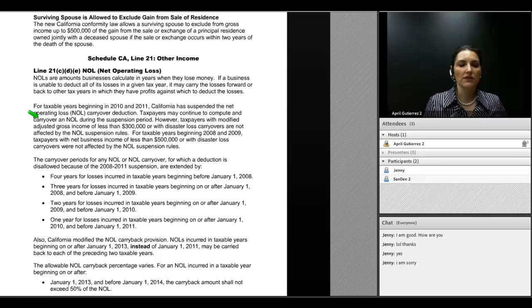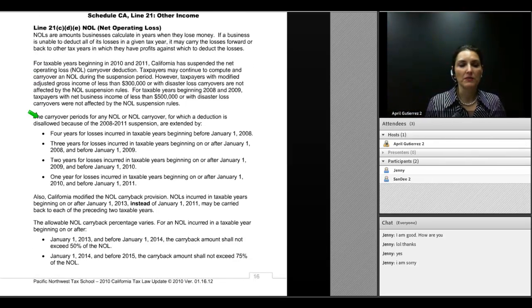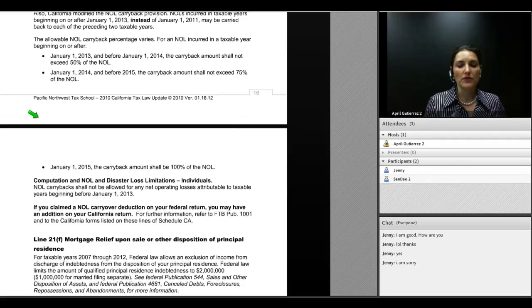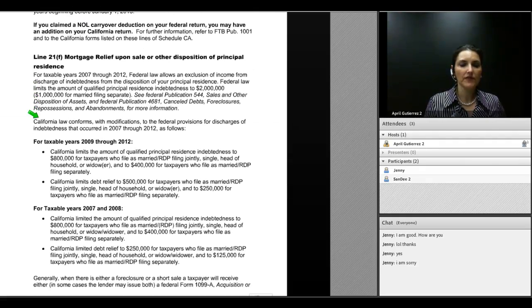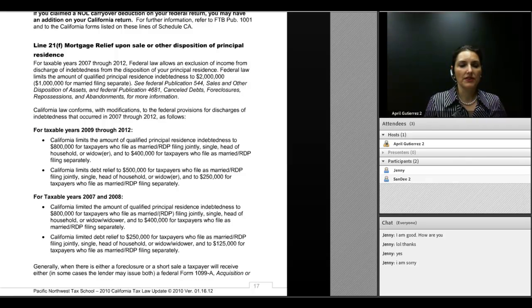Now, because of these particular provisions, anyone who is not allowed to claim an NOL because their AGI is above those threshold amounts, their ability to carry forward has been extended by up to 4 years, depending on the year that the loss is claimed. So there's about 2 pages here of information on NOL provisions.